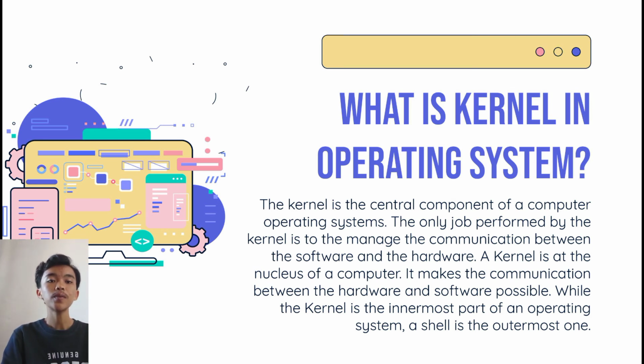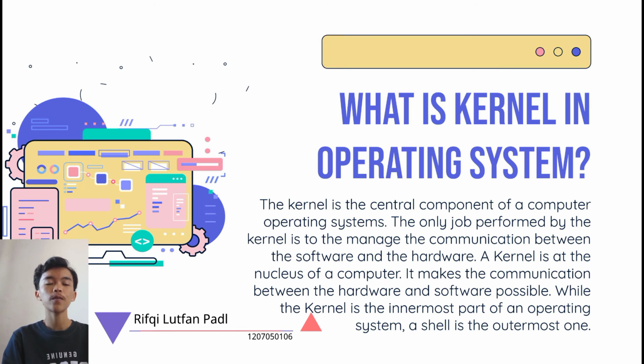Okay, I will continue. What is kernel in operating system? The kernel is the central component of a computer operating system. The only job performed by the kernel is to manage the communication between the software and the hardware. The kernel is at the nucleus of the computer. It makes the communication between the hardware and software possible. While the kernel is the innermost part of an operating system, a shell is the outermost one.